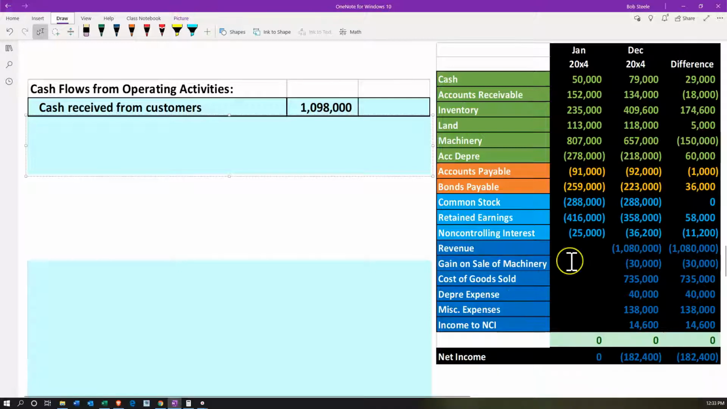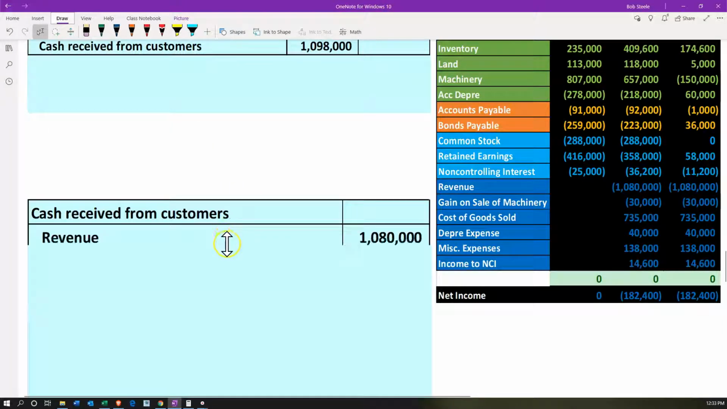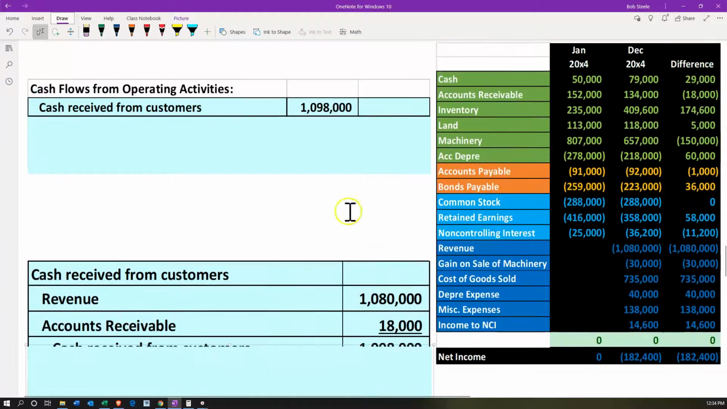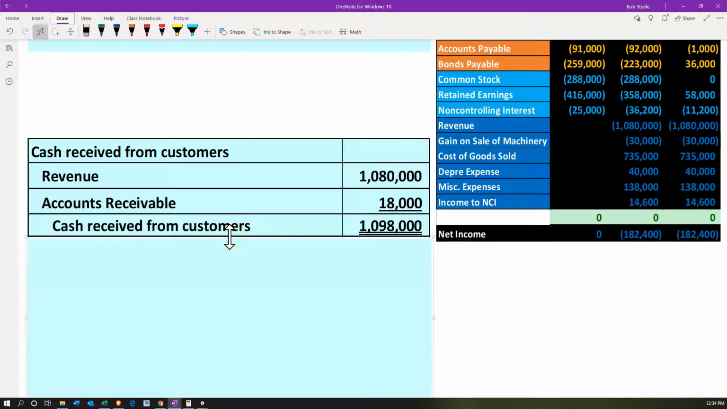Okay, so then if we're going to take that number, we could say, okay, how are we going to get to that number? We're going to pull up a little worksheet down below. Say that revenue is going to be that 1,080,000. So that's going to be included in our calculation. And then the accounts receivable is going to be the accrual account related to that revenue. So we'll take that into consideration. That'll give us the cash received from customers.